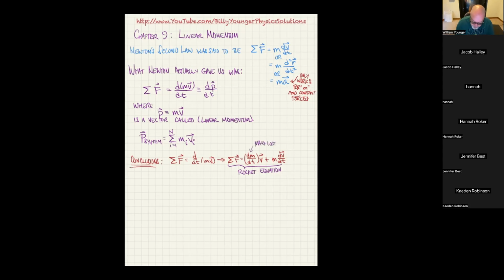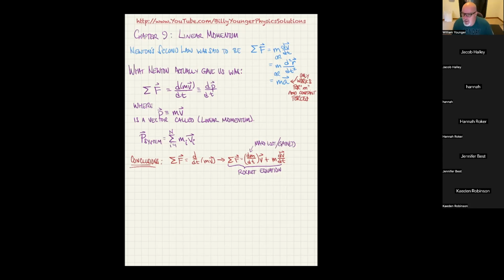So mass lost or gained. But in terms of the rocket equation, the mass is lost. I just wanted to show that by using the quotient rule for derivatives, I was able to break dp/dt into two terms. One term was the normal m dv/dt that we've been using. The other term is what we were missing. So that's one of the conclusions we have: we really need to use that.